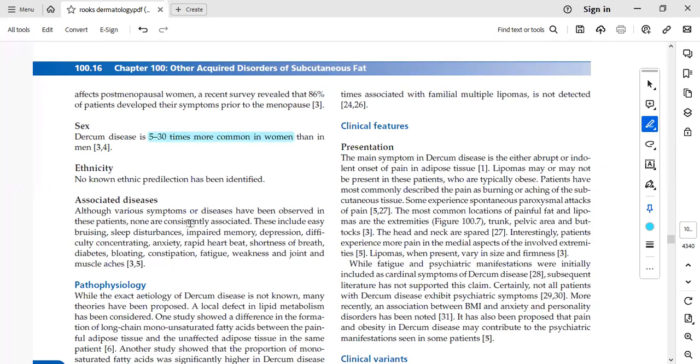And there are some associated symptoms of this disease, while in BSL there were associated diseases. The various symptoms or diseases have been observed in these patients. None are consistently associated, but these include easy bruising, sleep disturbances, impaired memory, depression, difficulty concentrating, anxiety, rapid heartbeat, shortness of breath, diabetes, bloating, constipation, fatigue, weakness, and joint and muscle aches.